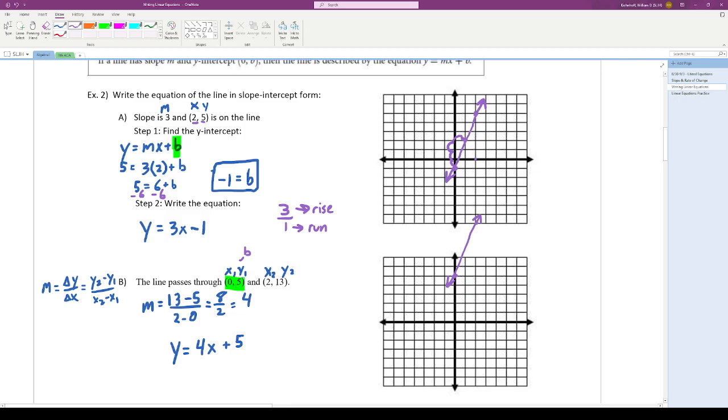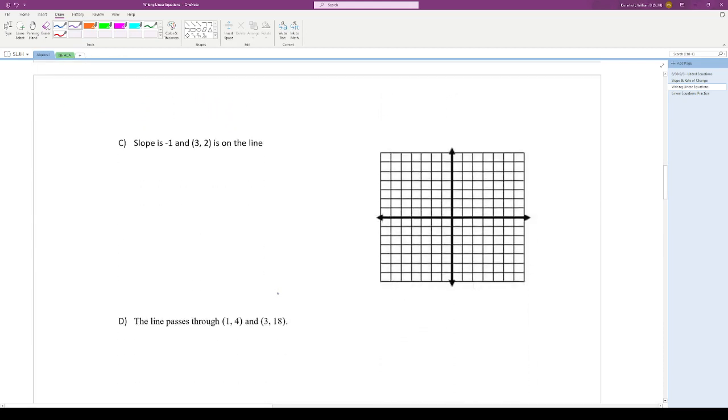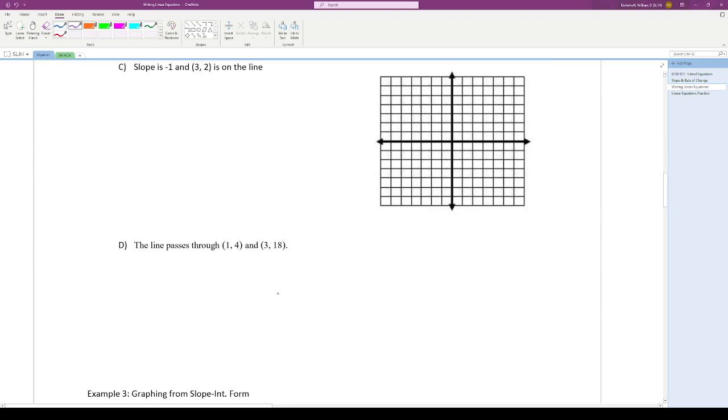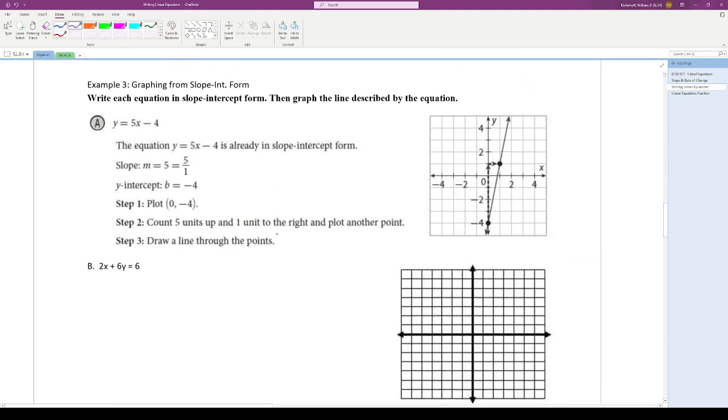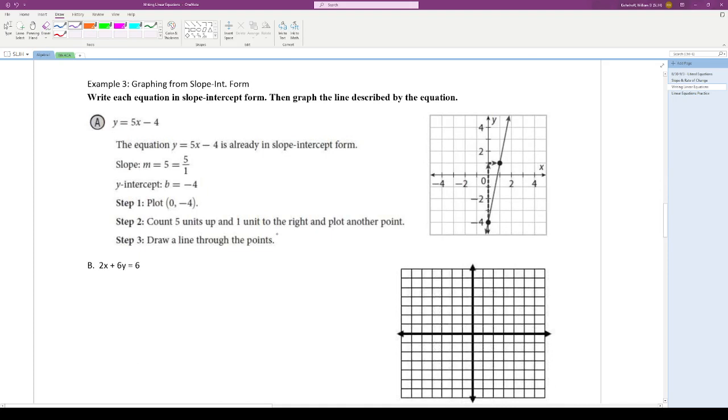If we're given 2 points, we first need to calculate the slope before we can write the equation of the line. This one gives us a slope and a point. This one gives us 2 points. Those are very similar to A and B, so I'll leave these two as practice. So you can pause the video, try those two just like we did on A and B, and then we'll continue down here. On example 3, we're looking at graphing.